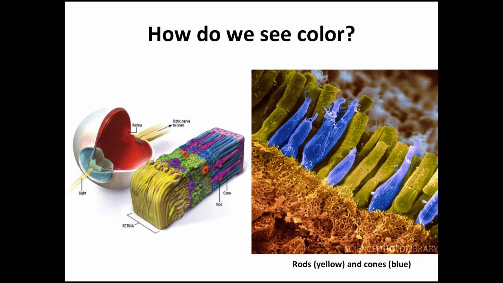The cone cells, on the other hand, are sensitive to very specific wavelengths of light. It turns out that some cones are sensitive to red light, some are sensitive to green light, and some are more sensitive to blue light. And so when these different wavelengths of light hit the eye, they stimulate different groups of cone cells, and that's what allows you to distinguish one wavelength or one color of light from another.